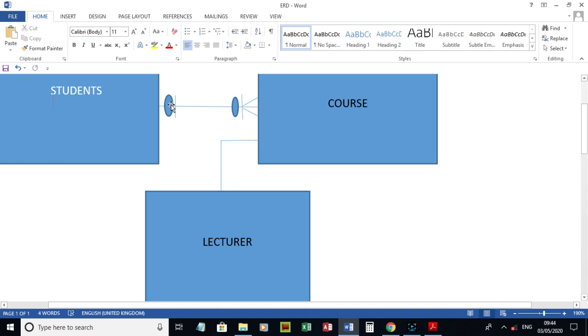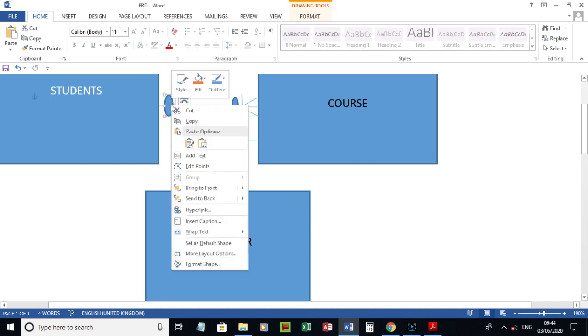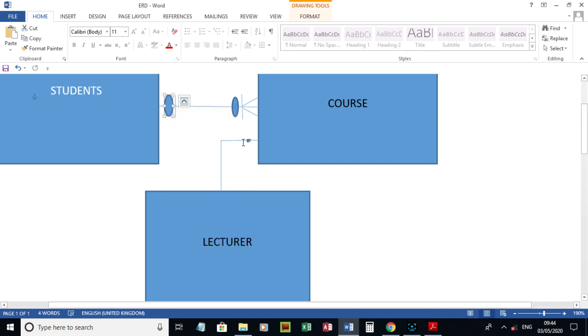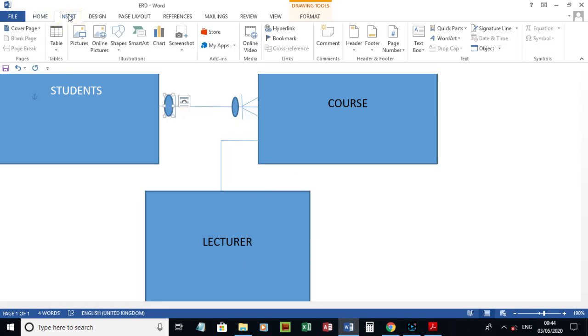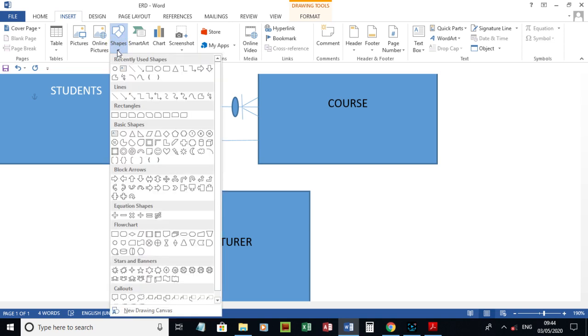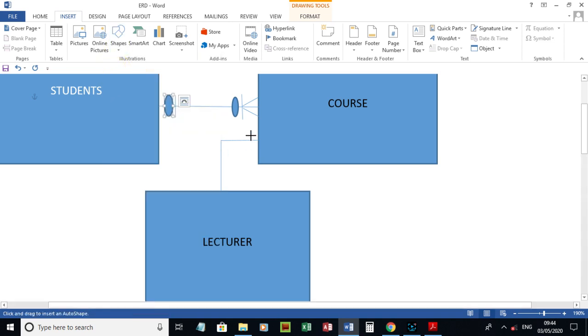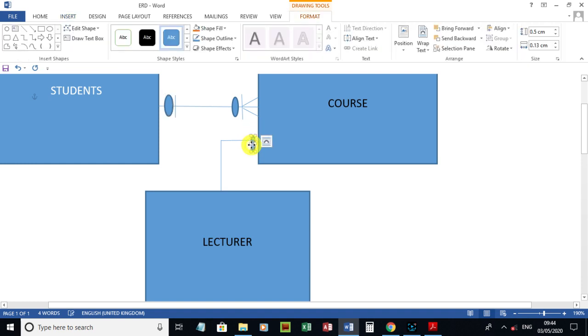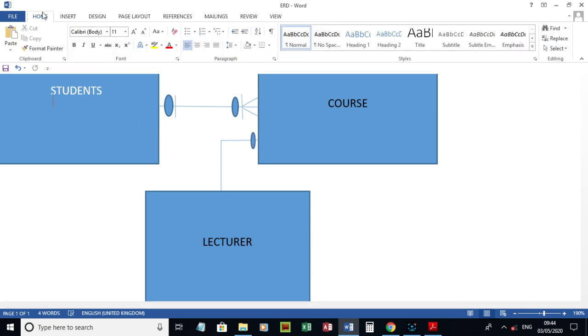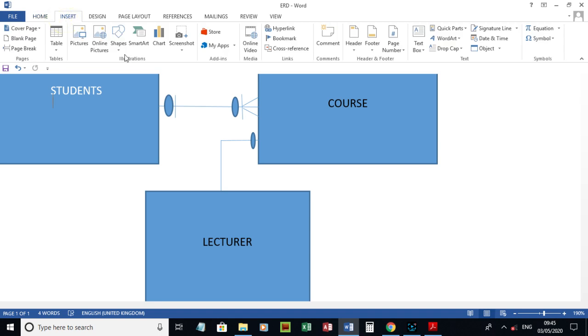Now it could be that we can define it as, well, the student or the course, zero course. Either you can zero, it means there's no course assigned to the lecturer. Okay? Zero and then zero.